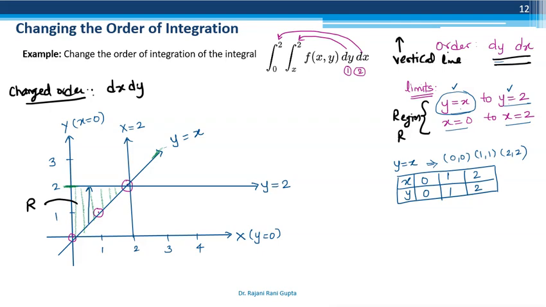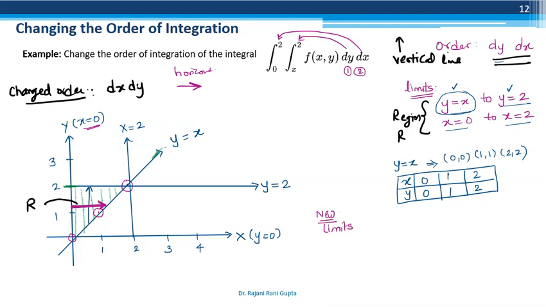Now you want to change the order of integration. You need dx dy. So it means you need the variation first horizontally. Okay, so if you move horizontally in this region, you start from here and you reach here, correct? This will be the movement along this arrow. So at this point, what is the value of x? x is 0.